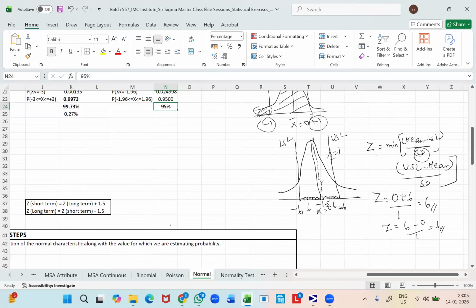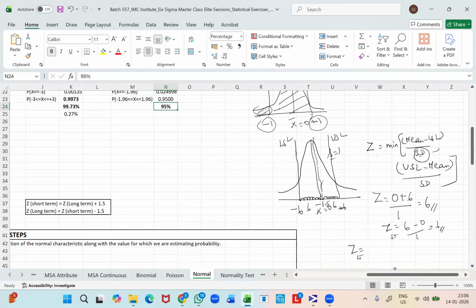Now, assuming that the mean has shifted towards the USL side and the new mean is 1.5, what will be the new sigma level? This will be your long-term sigma level, right? The earlier one that we derived was the short-term sigma level. So what will be the long-term sigma level? Since the mean is tilting towards the USL side, we need to apply the USL side formula to calculate the sigma level.